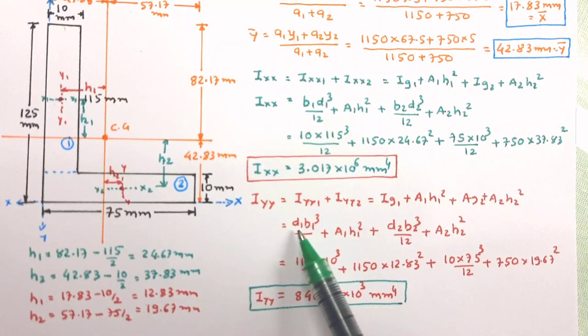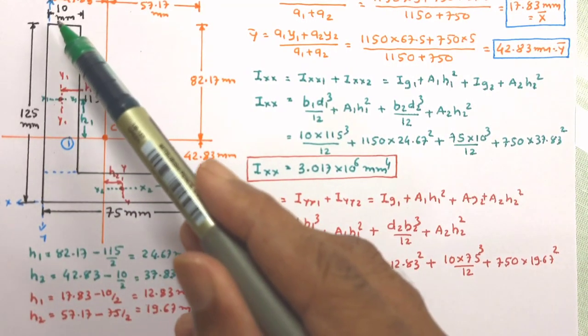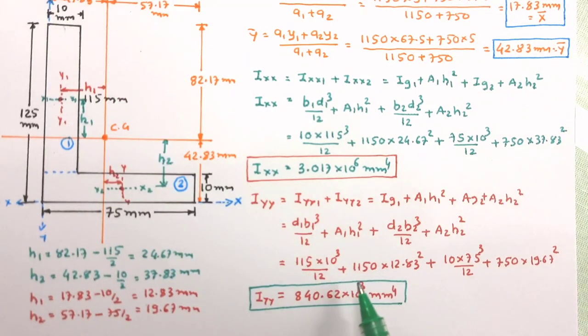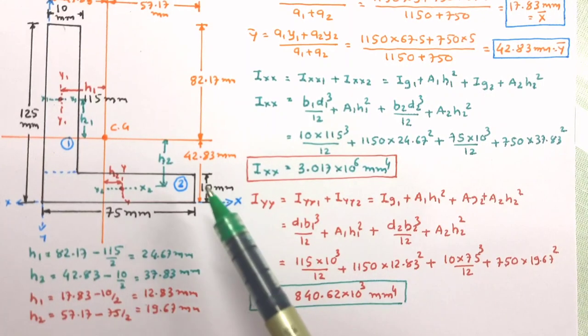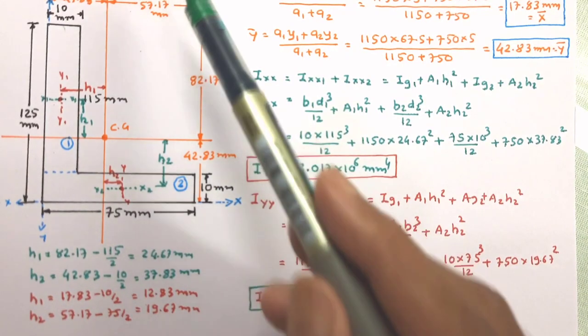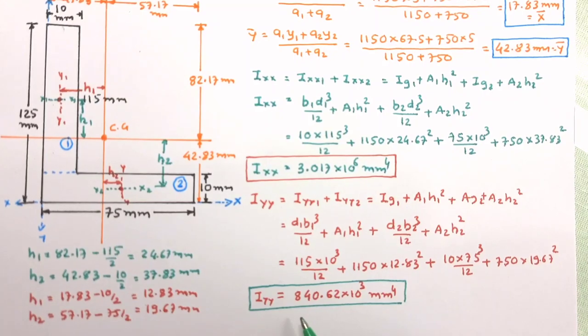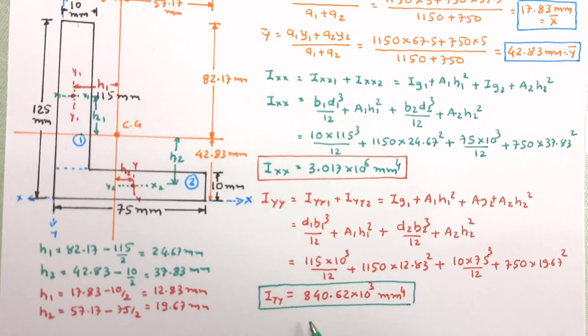So for all the values, D1 and B1 for the first figure, D1 is 115 and B1 is 10. Area is 1150, H1 that is 12.83. Same way for the second figure, B is 75, D is 10. Area is 750 and H2 that is 19.67 has been equated. After the calculation, the value of IYY has been obtained as 840.62 into 10 raised to 3 mm raised to 4.